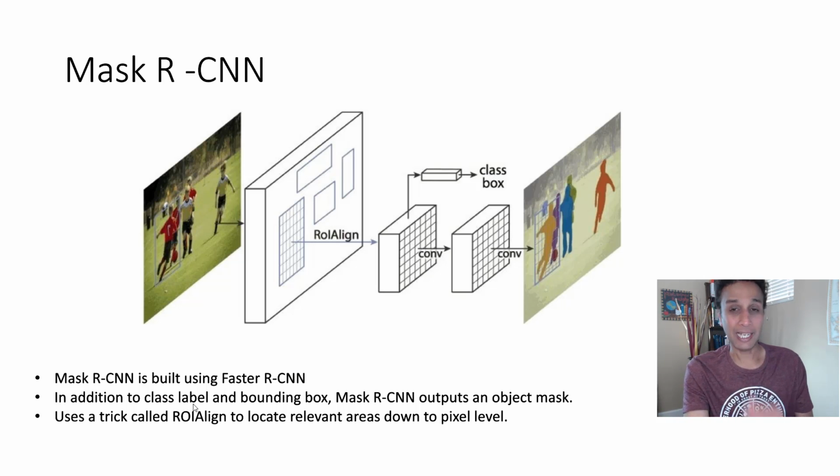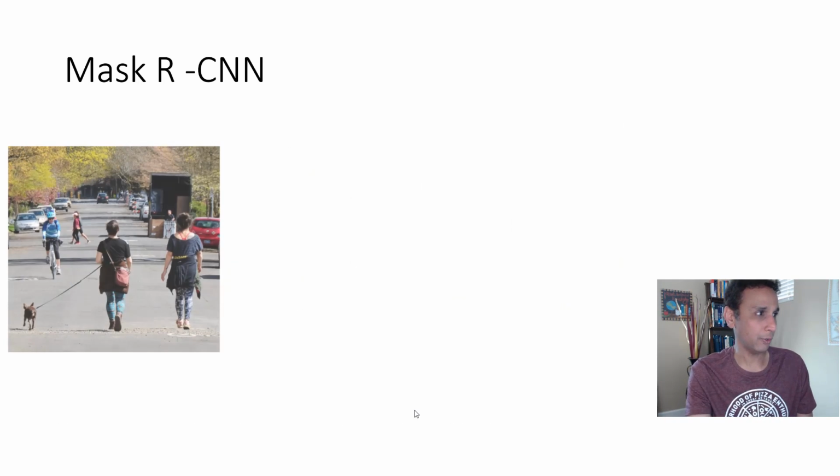So in addition to the class label, like is it a cat or a dog, and also a bounding box, it gives us an object mask. That's what Mask RCNN does. So an object mask is nothing but a semantically segmented region, right? So at every pixel, it tells us, okay, that pixel corresponds to this kid. And it uses this trick called ROIAlign. What does that trick do? It locates the relevant areas down to the pixel level. Okay, how does it do that?